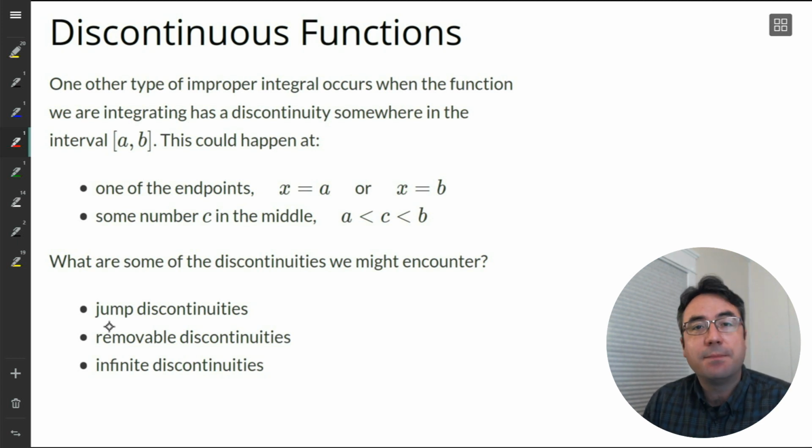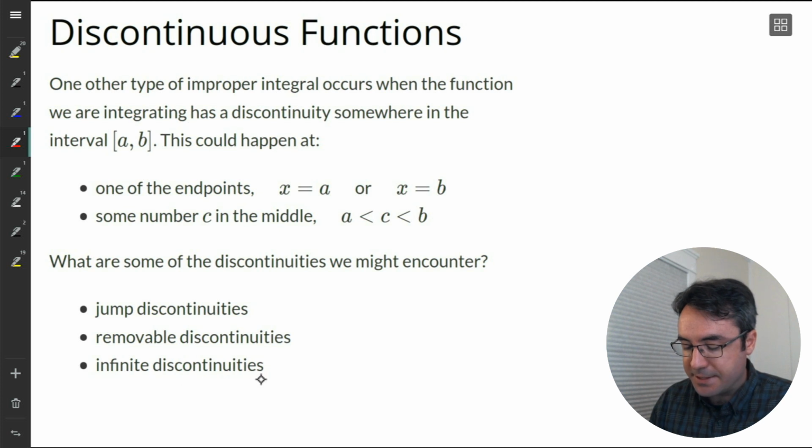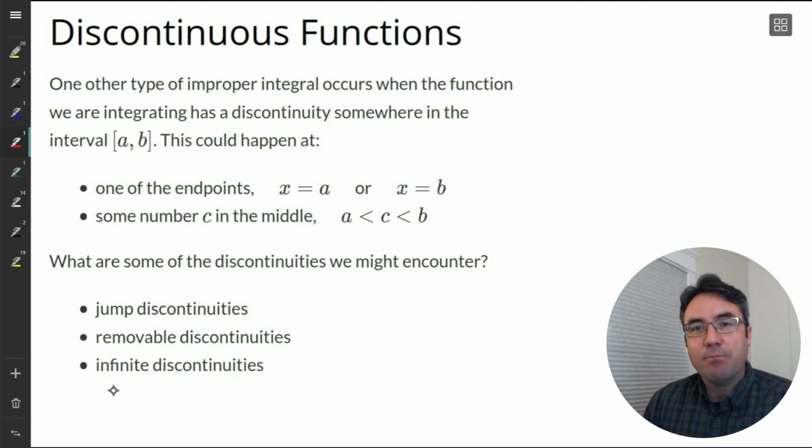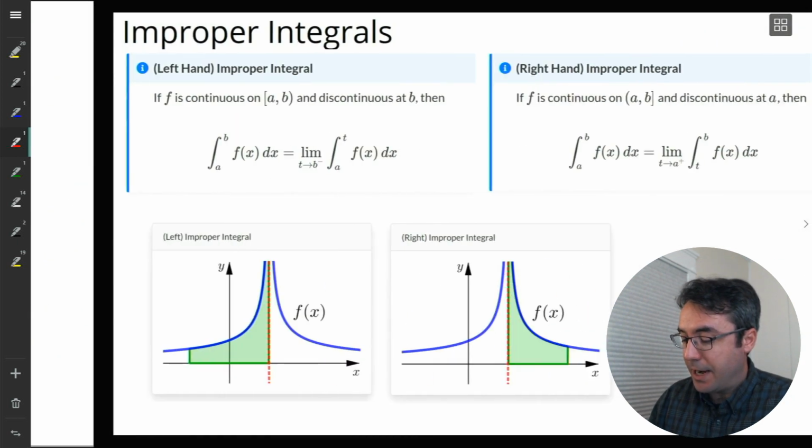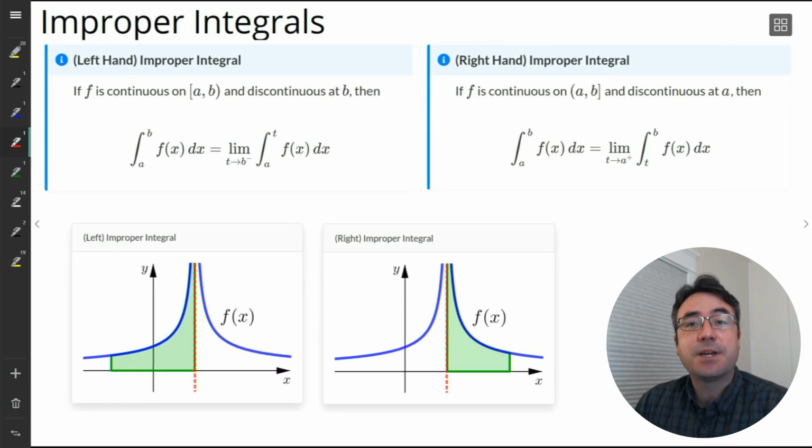So what are some of the types of discontinuities we might encounter? We might encounter jump discontinuities or removable discontinuities, and those for the most part are okay. We can integrate those. The ones we're going to be looking at today are where things might get a little difficult, and that's with infinite discontinuities, where our graph has a vertical asymptote. So how are we going to handle these? Well, let's start with the definitions.